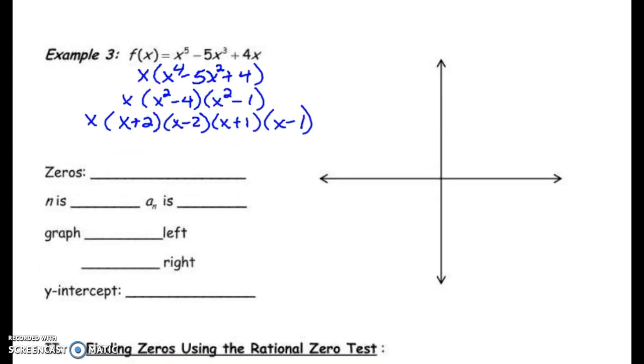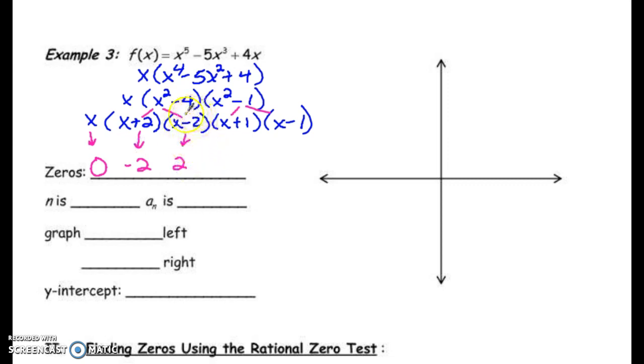Let's go to example 3. Here I look for a GCF, I take it out. Now I get x to the 4th minus 5x squared plus 4. That will factor into an x squared minus 4 and an x squared minus 1, which means both of these happen to be difference of 2 squares. And notice we have all of our 5 roots, or all of our 5 zeros. That's a 0, that's going to be a negative 2 there. This is going to be a positive 2 here.